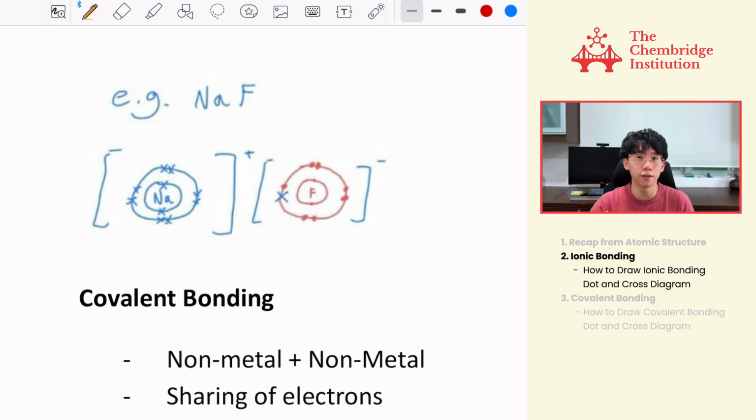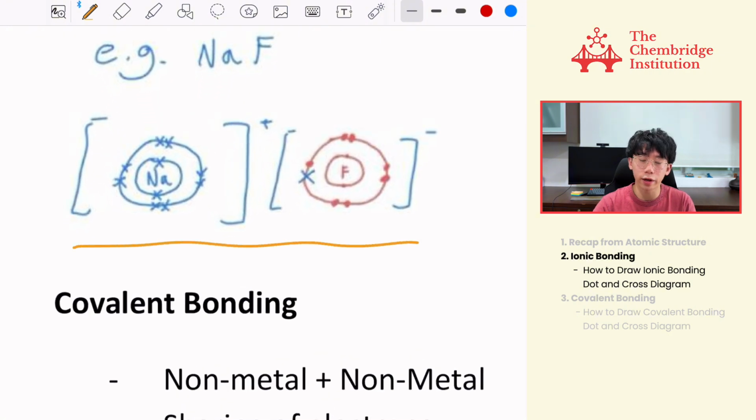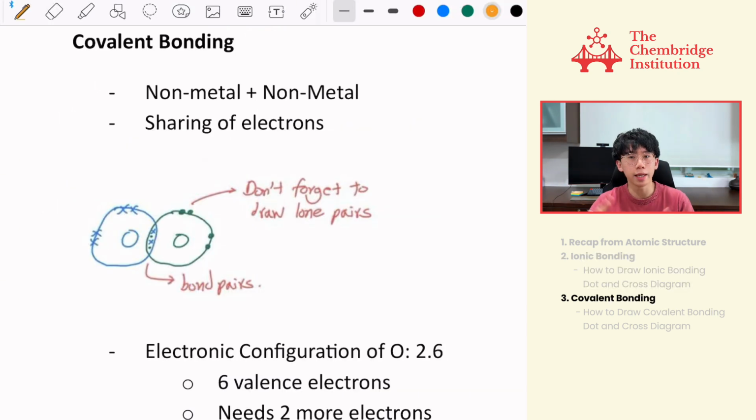So when we put it all together, if we have an ionic compound called sodium fluoride, you have to look at each of the individual elements and then draw their individual dot and crosses. And eventually you will get a dot and cross of the compound that will look something like this. We're just putting together the Na+ ion and the F- ion.